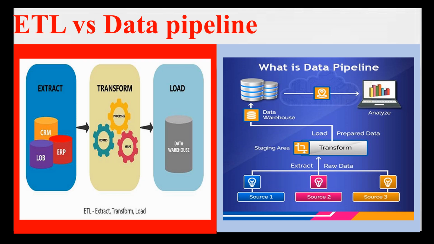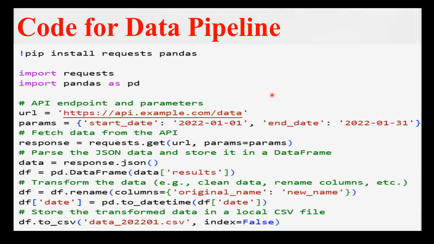So let's understand data pipeline better using Python code. So let's take a general example where we are considering a simple data pipeline that fetches data from a REST API, transforms it, and stores it in a local CSV file. So first of all, we will install the required packages. Then we'll create a Python script, say data_pipeline.py, with this code. And this code fetches data from the API using the requests library, transforms the data using the pandas library, and stores it in a local CSV file.